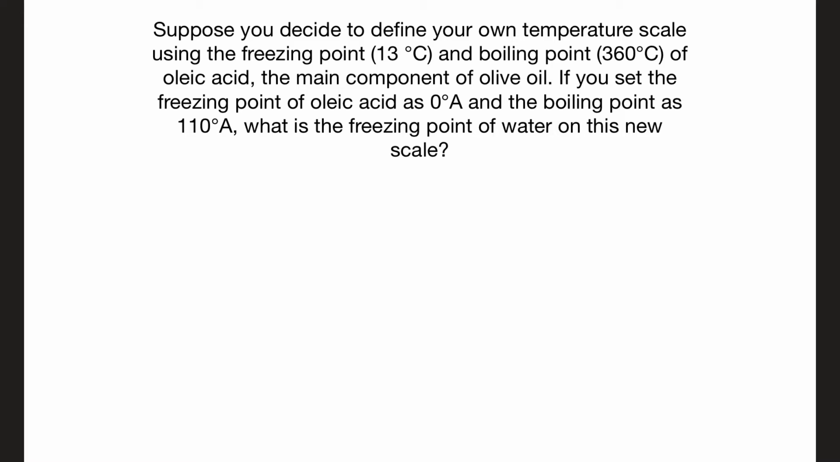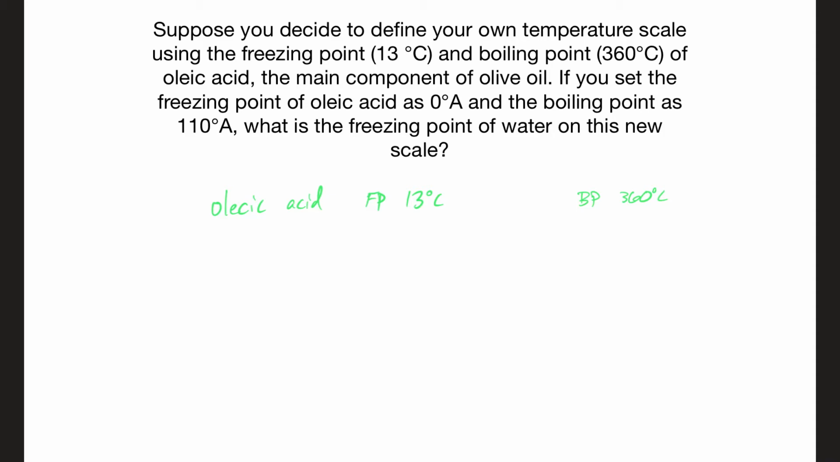All right, the next one was dealing with you creating your own kind of temperature scale. Well, if we're going to create this new temperature scale, and it's called degrees A. I think in the problem it was called degrees O, but when I write an O and a 0, it's hard to tell the difference between the two, so I changed the O to an A. And so if on the normal scale, oleic acid has a freezing point of 13 degrees Celsius and a boiling point of 360 degrees Celsius, right? What would it be?